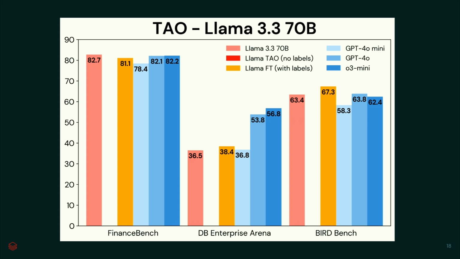What you can see here is that we actually don't improve that much across these domains with fine-tuning. On Finance Bench, we actually degrade performance a little bit. We tried really hard, set our hyperparameters, did dataset ablations, and it didn't improve that much. Similarly, on the DB Enterprise Arena, there wasn't that much improvement from fine-tuning. With BirdBench, we did see a slight improvement, and this is where fine-tuning does shine. On certain domains, you can get improvements from fine-tuning when you have really good input-output pairs.